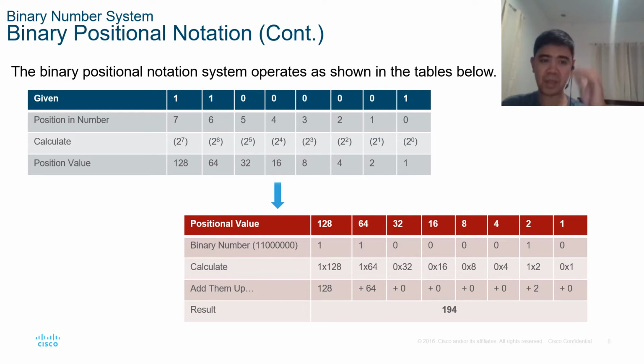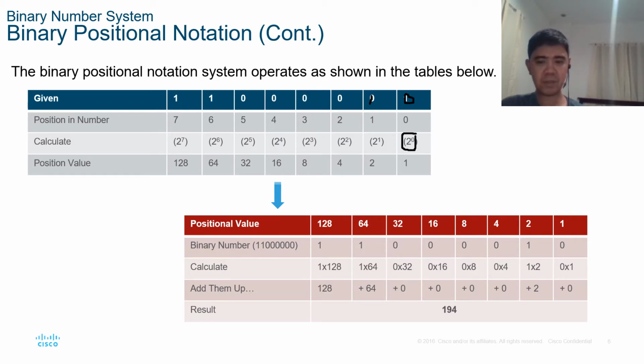Same concept as with the binary. Let's say I have the given 1, 1, 0, 0, 0, 0, 0, 0. The rightmost digit's exponential notation is 2 raised to 0, which is 1. The next one is 2 raised to 1, which is 2. Again, this is in binary. 2 raised to 2 is 4. And then 8, 16, 32, 64, 128. This is very important because this is the shortcut to convert a binary to a decimal.